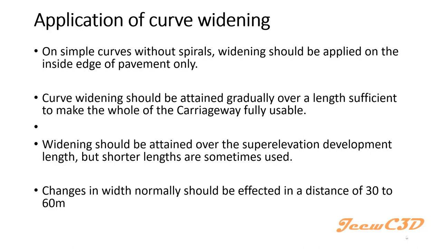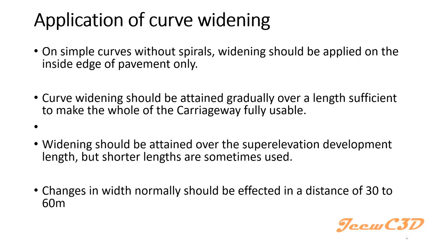On simple curves without spirals, widening should be placed on the inside edge of the pavement. Usually we place the widening on the inside edge of the pavement because that is the side where the heavy vehicles go outside the curve. So the curve widening will be attained gradually over a length sufficient to make the whole carriageway fully usable.